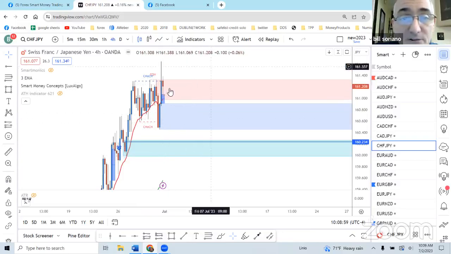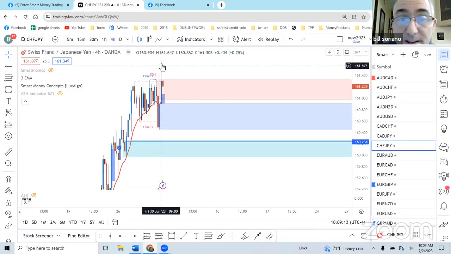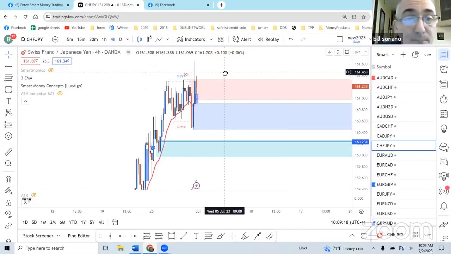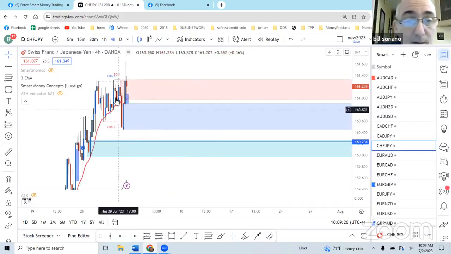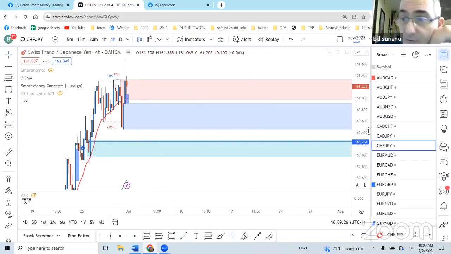I'm looking to take this long, but I need a clean break of structure here. I need this wick here. I need a close above there. And I don't get a close above there. Okay, yeah, I get a wick. It comes up, grabs all this liquidity here, right? And that's probably why they're giving you this order block, because you could see this liquidity grab, right? But to me, this order block here isn't valid yet, right? So we're going to go with this one.